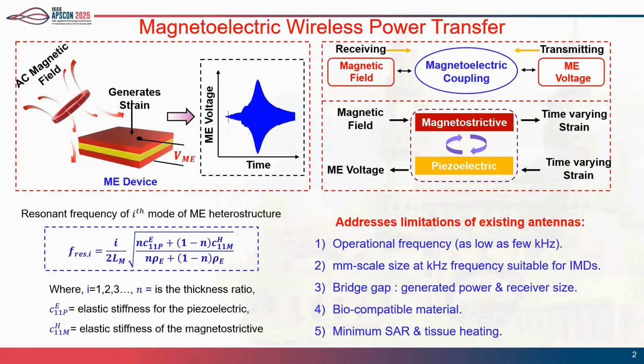The magnetoelectric wireless power transfer works on the principle of conversion of magnetic field. It consists of different layers: the magnetostrictive layer, which is responsible for sensing the magnetic field, and then it converts the periodic strain to the underlying piezoelectric layer, and from the piezoelectric layer, we can receive the time varying voltage. So this is the principle of magnetoelectric wireless power transfer. Instead of the electromagnetic resonance, it works on the acoustic resonance, and that's how we can reduce the size of the antenna by multiple orders of magnitude.